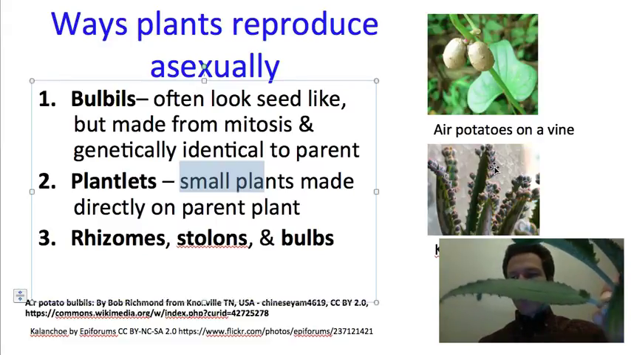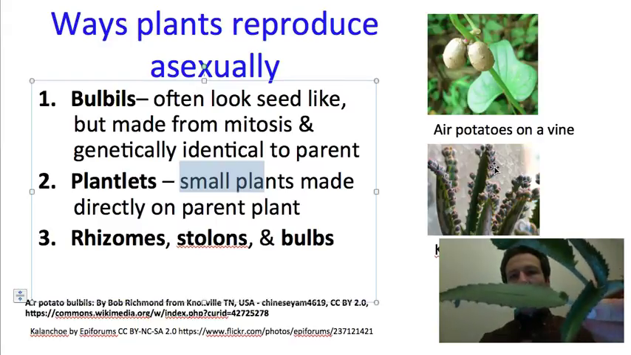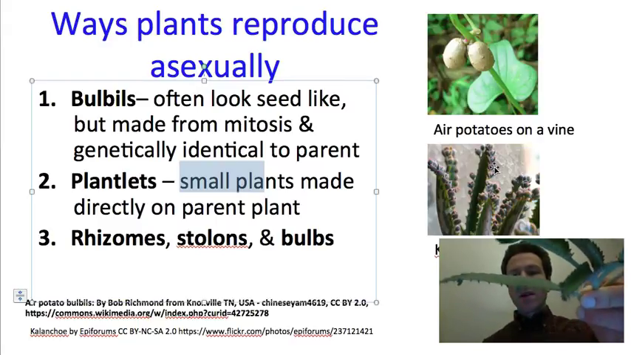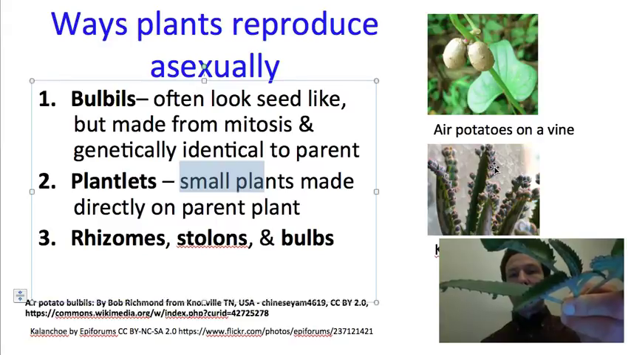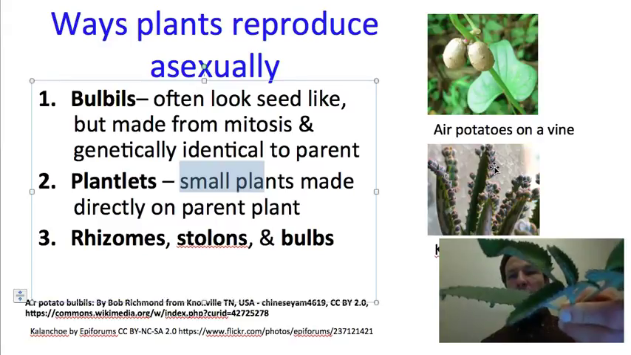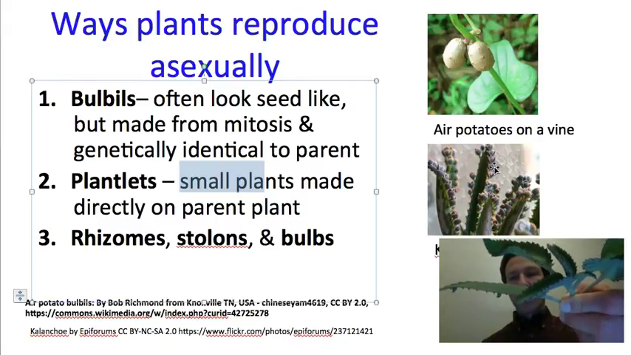If you take these, you can just deposit them on top of the soil, keep it moist, and they will grow into new plants. And so this plant is known as mother of thousands or mother of millions because it makes so many asexual offspring.